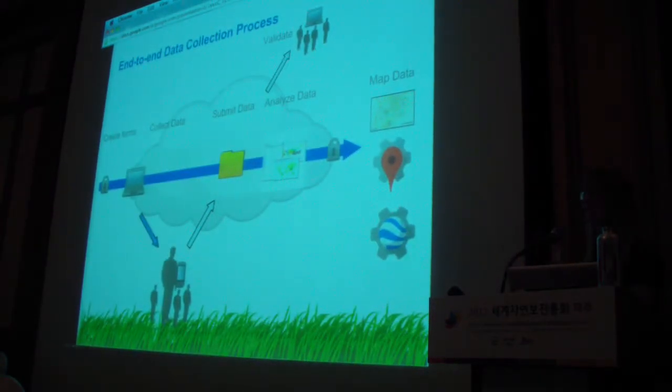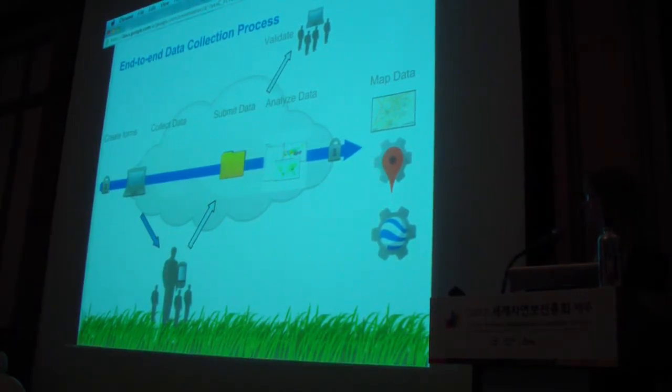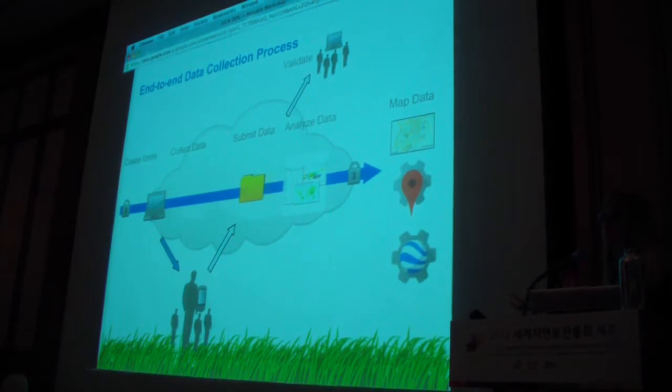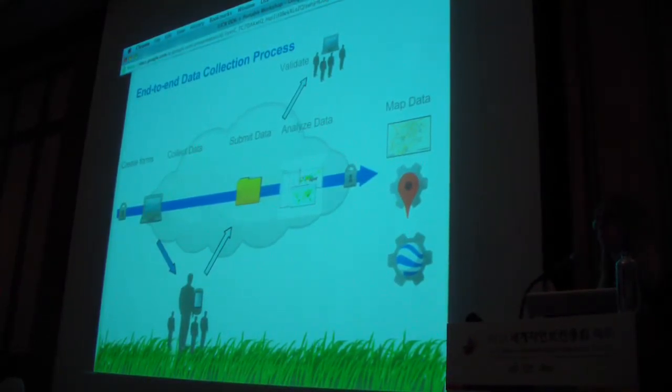This is a slide that shows an end-to-end data collection process. It's a little heavy looking, but I'll try to walk everybody through it. You create forms online in a tool called Open Data Kit Build, or XLS forms using Excel. It's an easy way to create forms that Open Data Kit will understand using an open standard. Then you go out into the field and collect your data. Once you're back in an online environment, either with Wi-Fi or 3G data, you submit your data to the cloud.